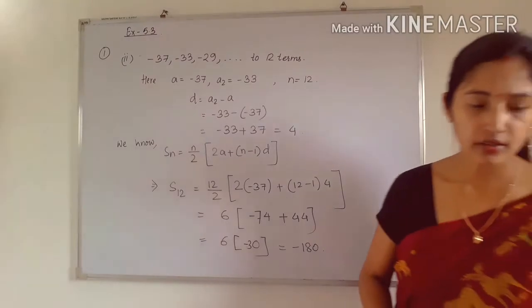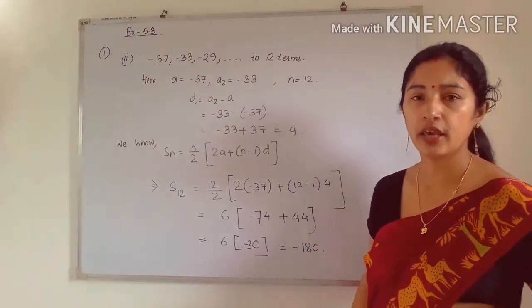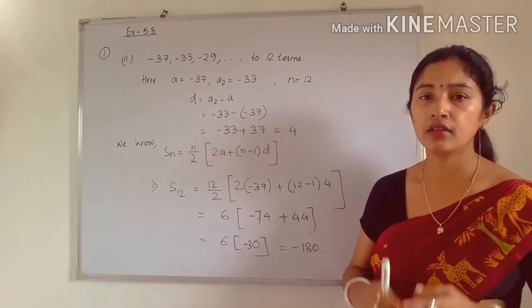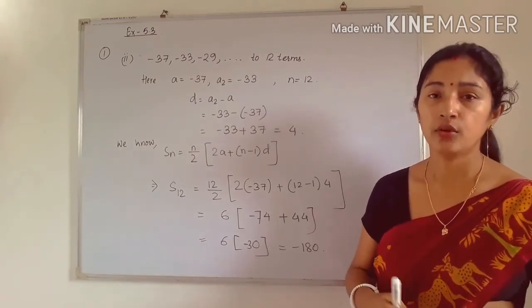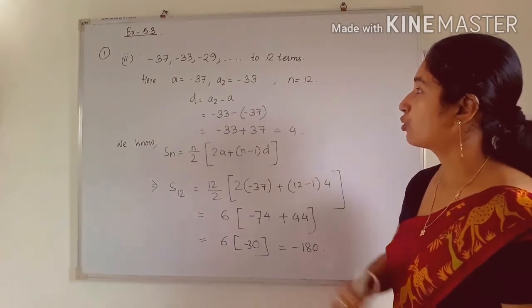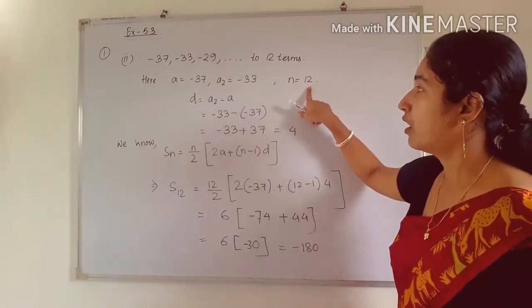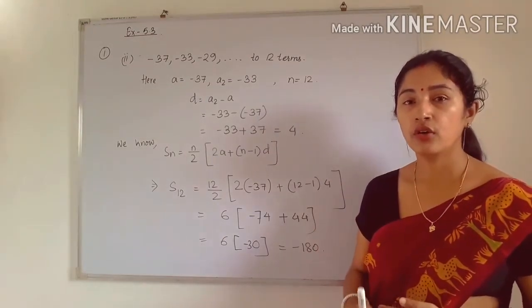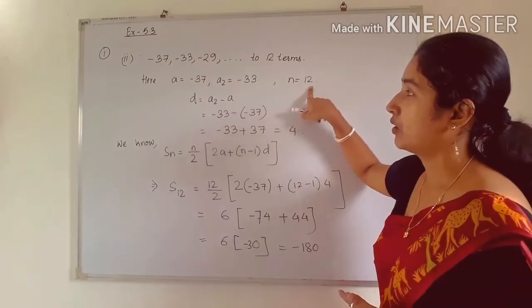Question number 1: you have to find the sum of the following APs. You need to check what is given in the AP. In this AP, the first term is given, the second term is given, and the total number of terms is 12. That means we have to find the sum up to 12 terms. So the value of n is given.